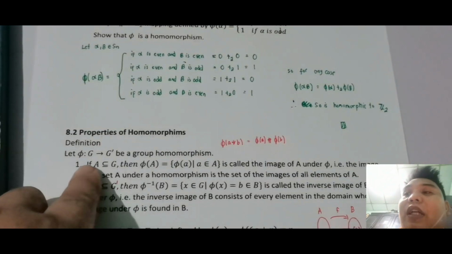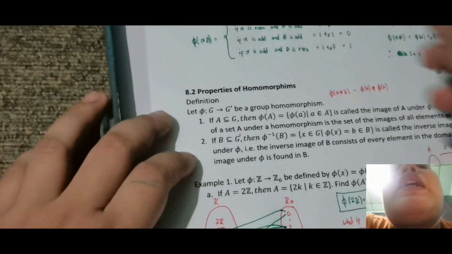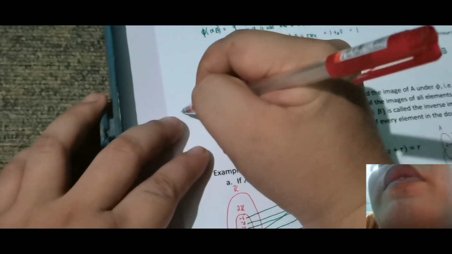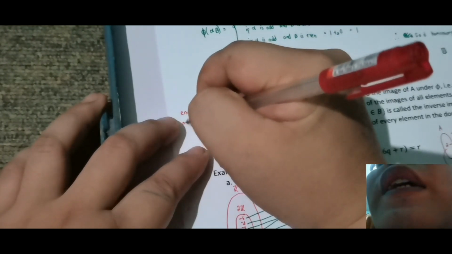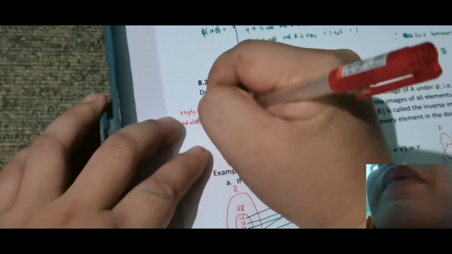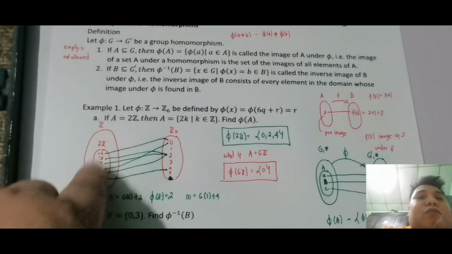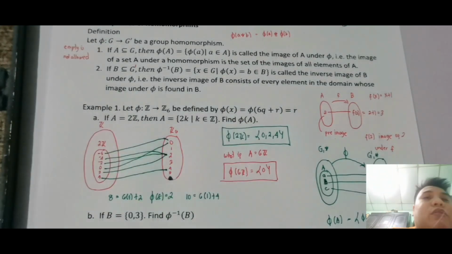At note, maglagay tayo ng konting note dito, no? So, si A dito, empty is not allowed. So, never magiging empty yan. Kasi tama naman. Pag kumuha ka ng element dito sa ating G, yung P of something nun, lagi yun sure. Okay? So, yun yung ibig sabihin.